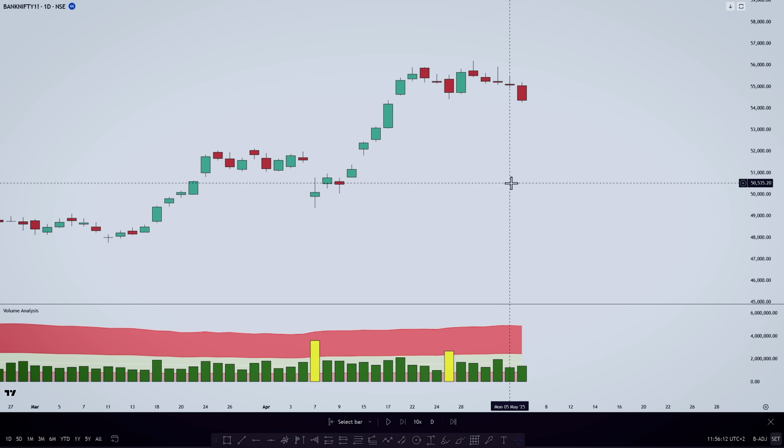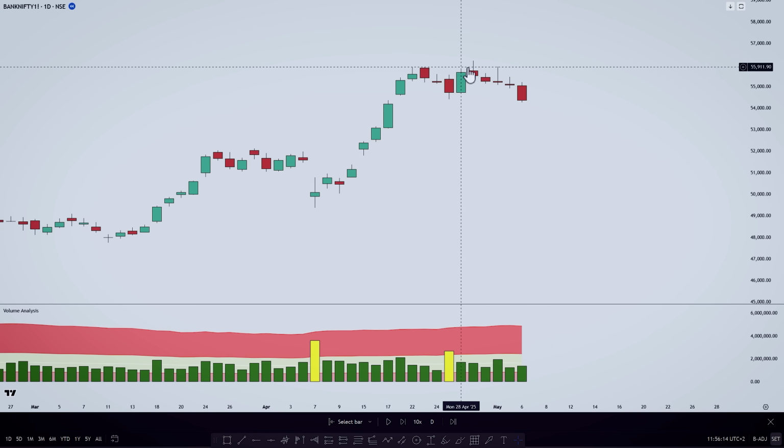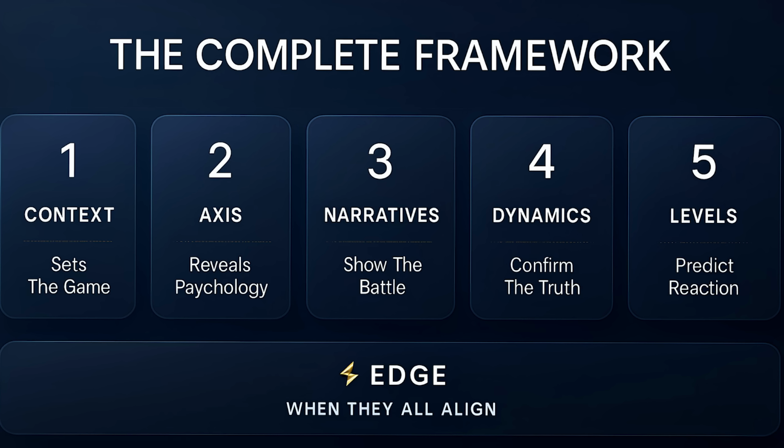This is the complete framework. Context sets the game. Axis reveals the psychology. Narratives show the battle. Dynamics confirm the truth. Levels predict the reaction. Edges when they all align. If you implement this system for 30 days, your brain will rewire, and you will see only the best opportunities.